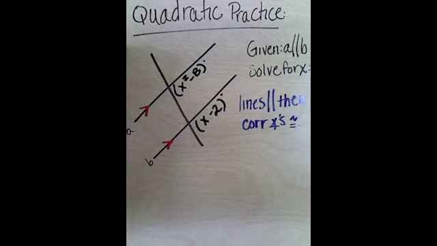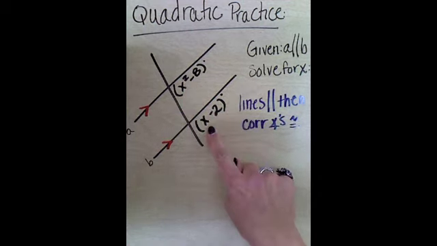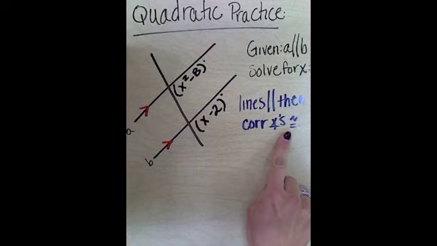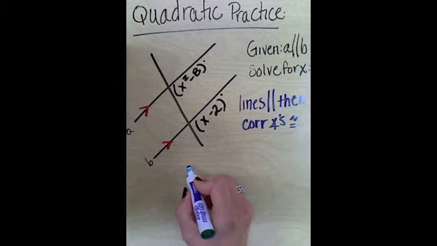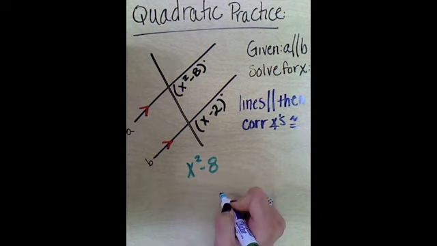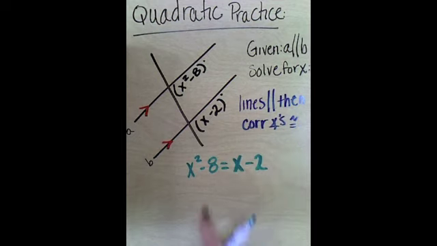So even though we've got this x squared part here, and this one's only x, we don't care that it's going to have an x. We know that they have to be set equal to each other because that's what the rule tells us. So what we're going to do is we're going to start off the same way we always would. We take our corresponding angles and we set them equal to each other. So x squared minus 8 equals x minus 2.